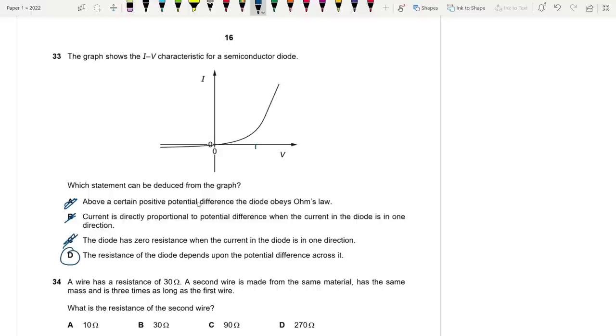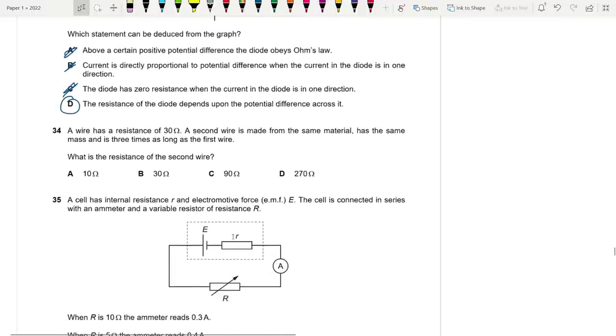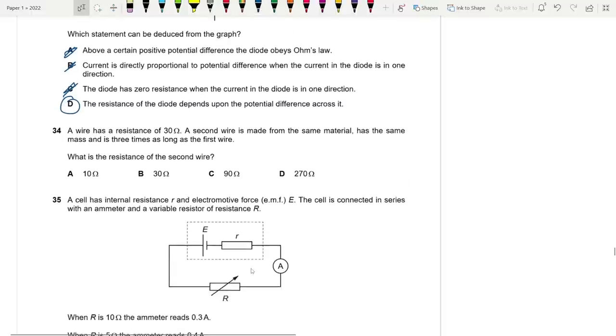The best answer is D. The resistance of the diode depends upon the potential difference across it. True. Is it positive or negative? Right. Best answer. 34. A wire has resistance 30 ohms. A second wire is made from the same material, has the same mass, and is 3 times as long. What is the resistance of the second wire?